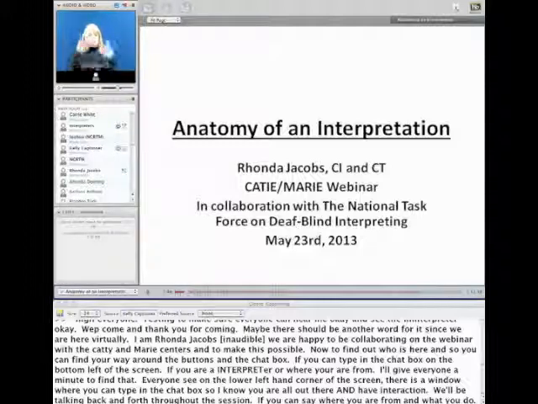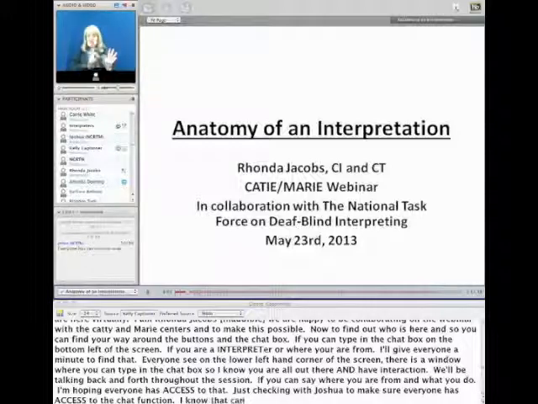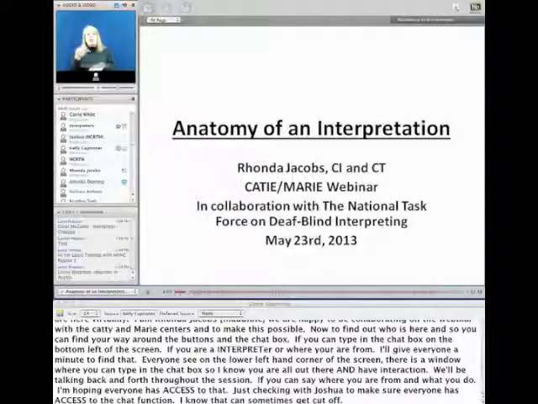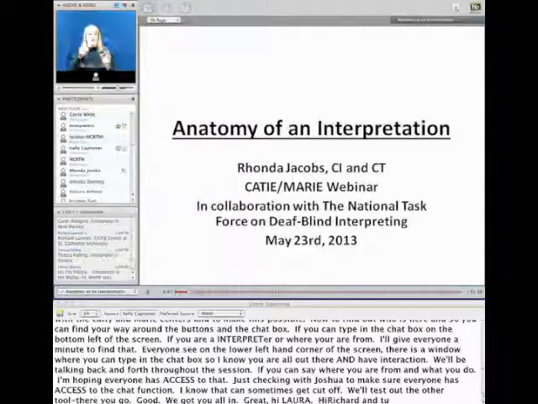And I'm hoping everybody has access to that. Just checking with Joshua to make sure everybody has access to the chat function. I know sometimes that can get turned off. Okay, so we'll test out the other tool here on the participant. Oh, there you go. Okay. Good. We've got you all in. Great. Hi, Laura. Hi, Richard and Teresa. Okay, good. Now we know everybody is able to get in.